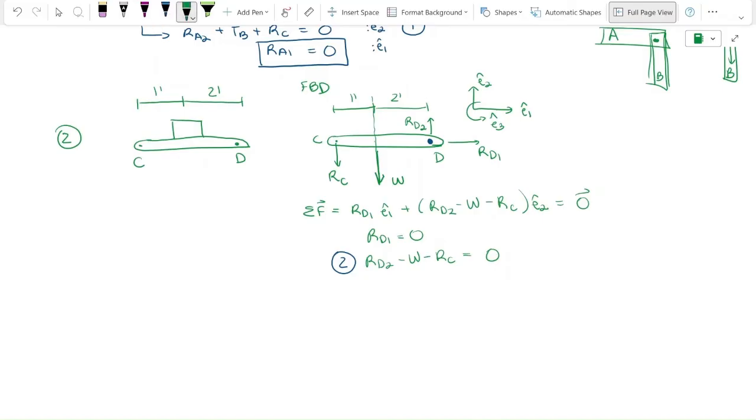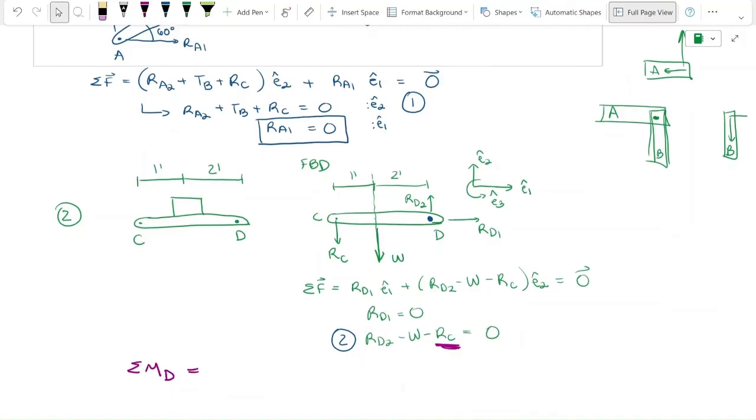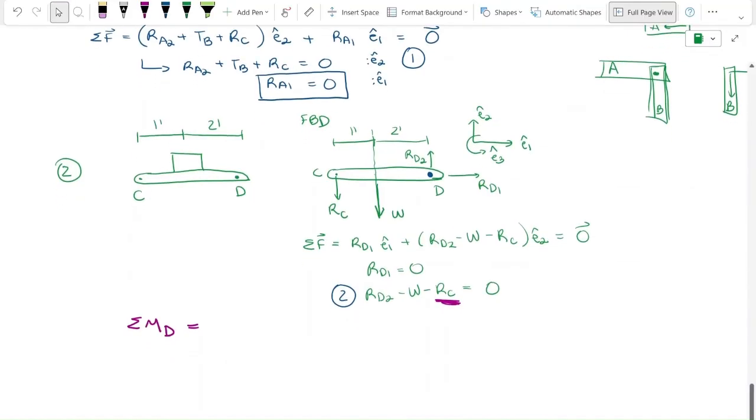So if we do that, we get the sum of moments about point D. So why did I choose point D? Well, first of all, we don't really know what RD2 is, and we also don't need to know what RD2 is that importantly, because we can just use this, and once we solve for RC, we can plug that in here and get our T and RA2 with some other moment stuff later. We could solve for it, but it's just kind of a hassle.